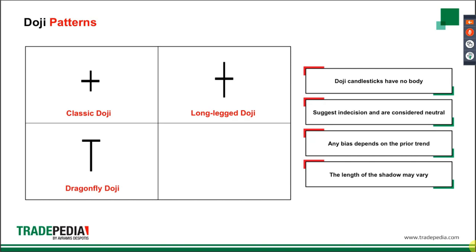So this is a dragonfly doji. Again, the wick represents that maybe price touches or taps a really strong support area, for example, and you're seeing strong price rejection of this area.